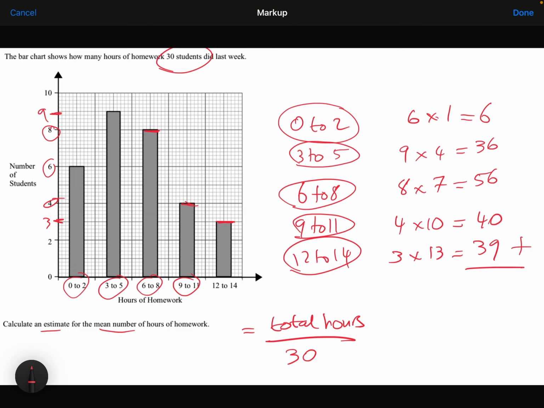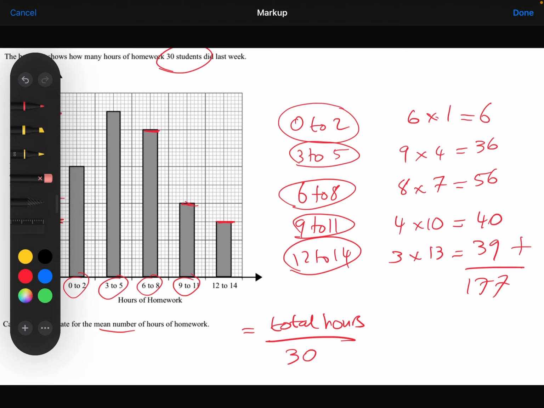Adding all of those together for the total, we find that there were 177 hours in total. So divide that by 30 to get the mean number of hours that each student spent doing homework, which is 5.9.